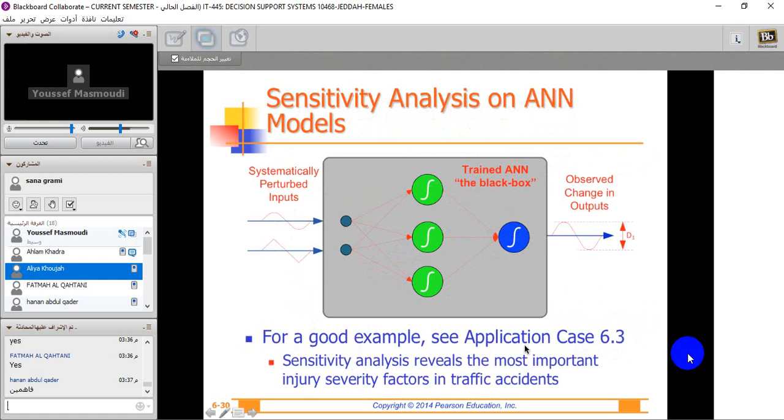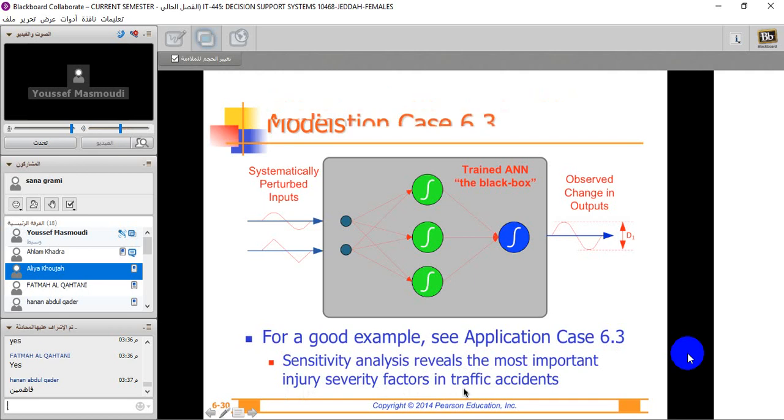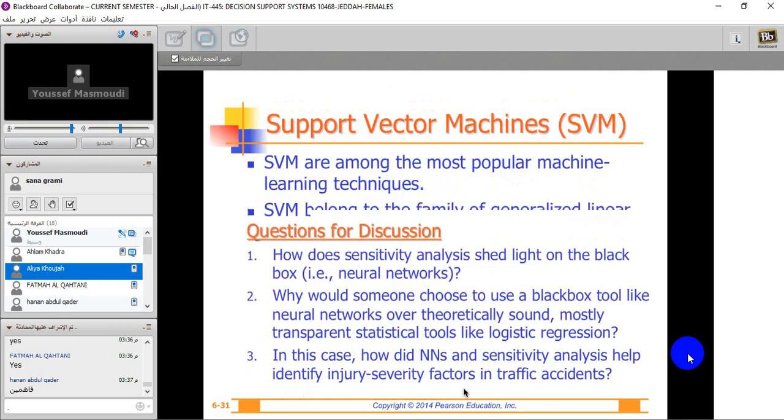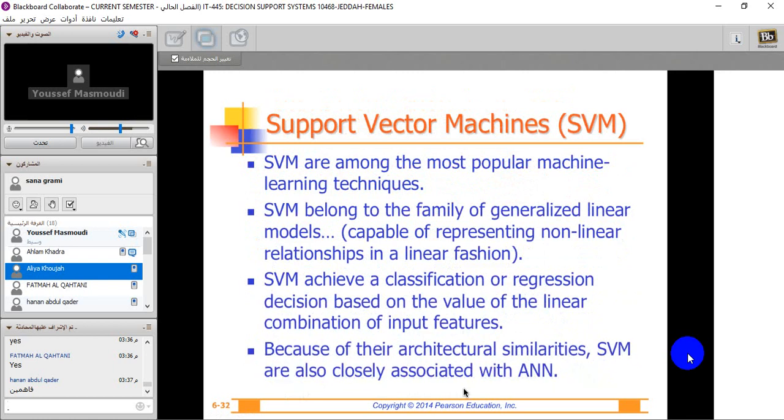For a good example, let's see the application case 6.3. Sensitivity analysis reveals the most important injury severity factors in traffic accidents. And this is the case study. Okay, now the support vector machine, which is another algorithm in data mining, an algorithm for classification.